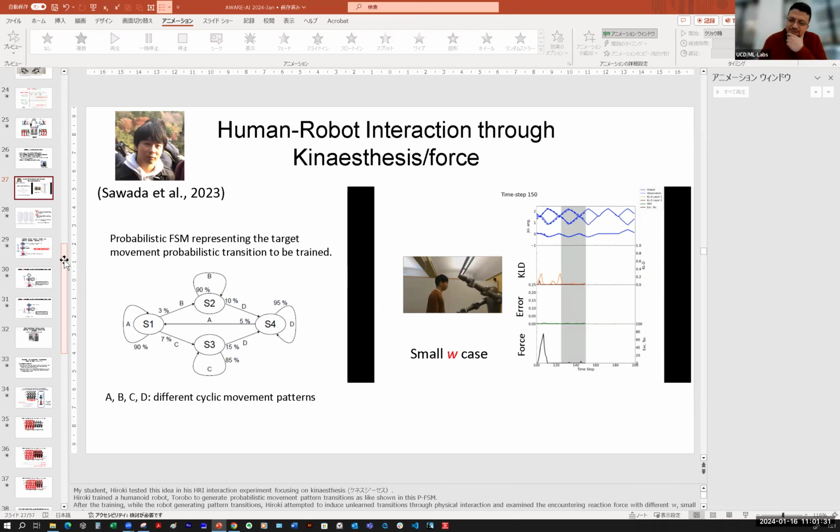Thank you, Professor. Yeah, generalized coordinates of motion are an interesting thing to look at with respect to the free energy principle.